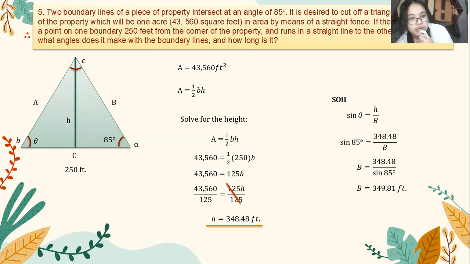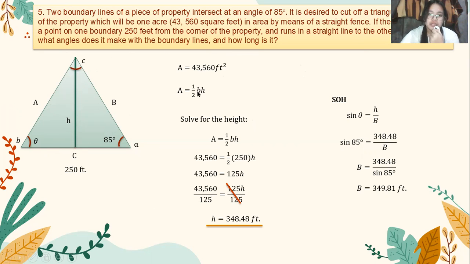So we will be writing down our given. The two boundary lines intersect. So these are the boundary lines. They intersect at an angle of 85 degrees, which is our angle A. It is desired to cut off a triangular portion, so we have our area, 43,560 feet squared. This is our one boundary, which is 250 feet, and this is our fence.